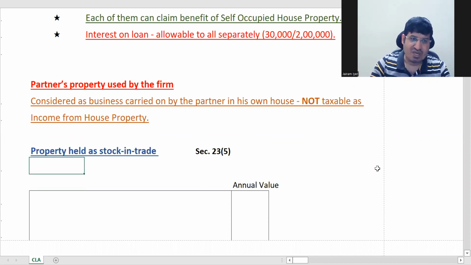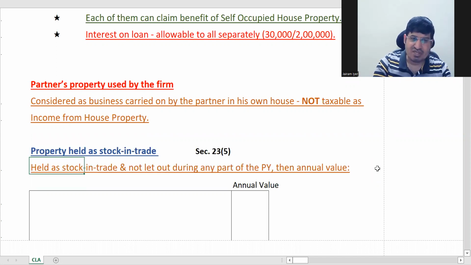Next is property held as stock in trade. I'll tell you some background of this. If it is held as stock in trade and not let out during any part of the previous year, it's important, you should not let it out. You are holding it as your stock in trade, that is, you are going to sell it.